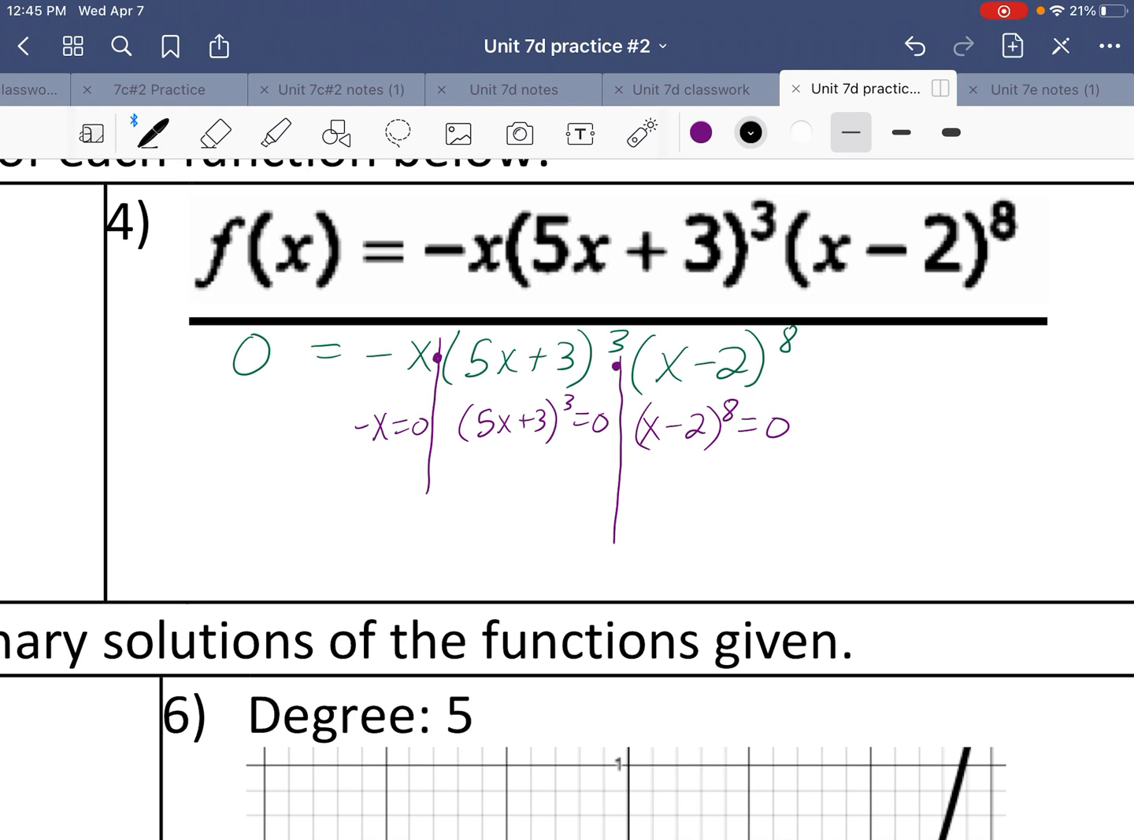Solve each one. Well, this negative x looks kind of weird, but most people put a negative 1 there. So you divide by negative 1, 0 divided by negative 1, still 0. We have cube root, which is the opposite of to the 3rd power. And the exponents don't really have an effect on the actual number of the solution, just the effect on the multiplicity.